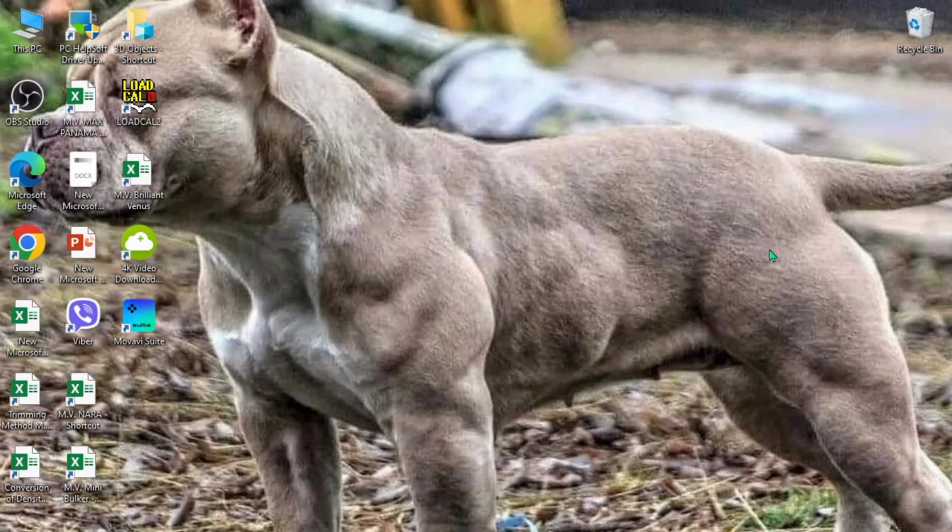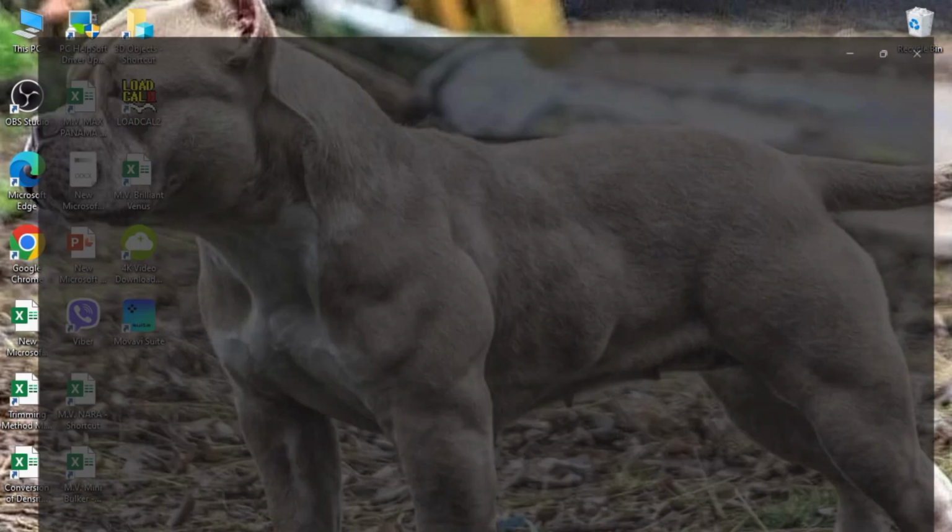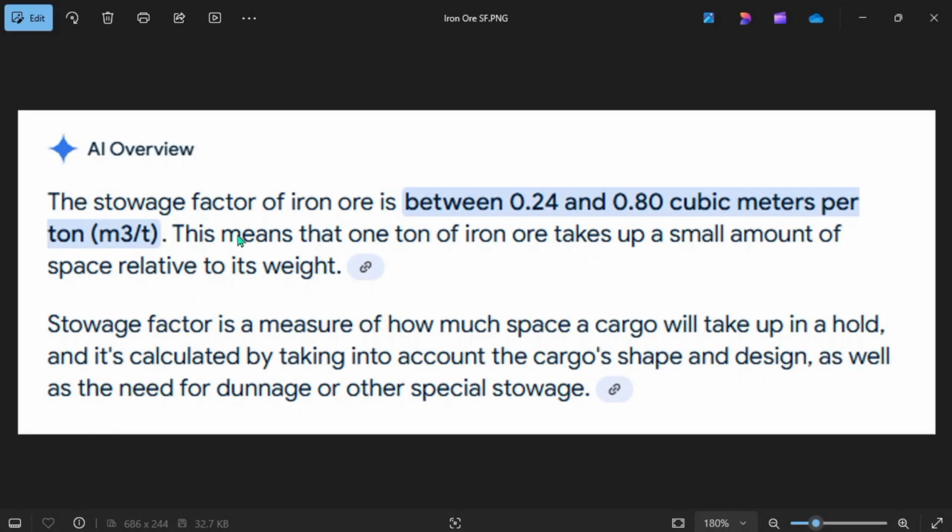Now, for example, our cargo is iron ore, and I have a research here. It says here the stowage of iron ore is between 0.024 and 0.080 cubic meters per metric ton. Okay, this means that 1 ton of iron ore takes up a small amount of space relative to its weight.